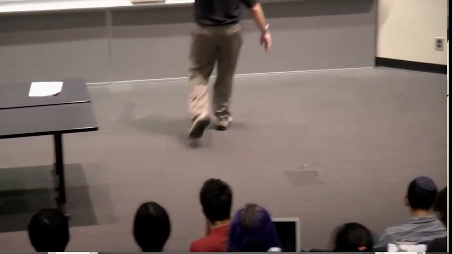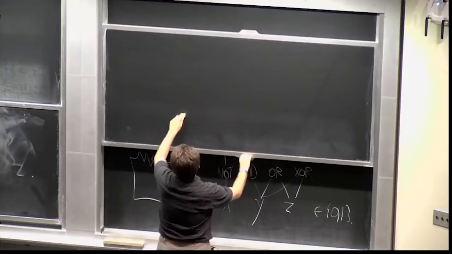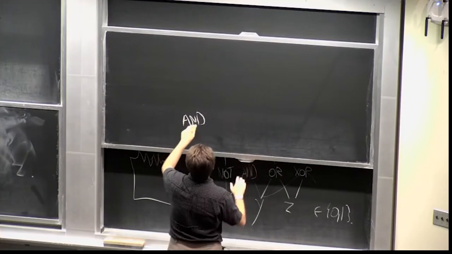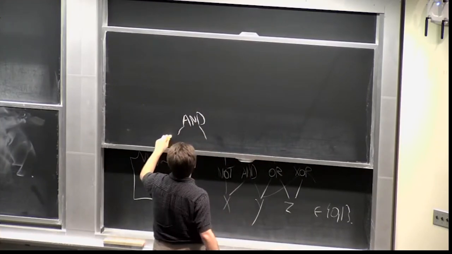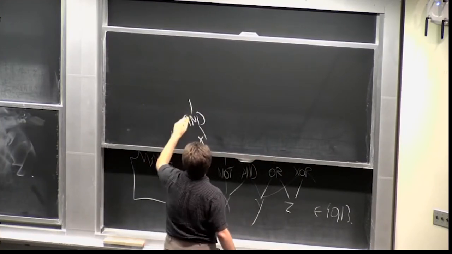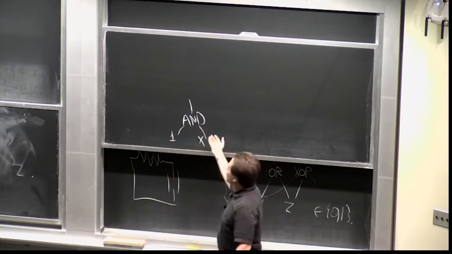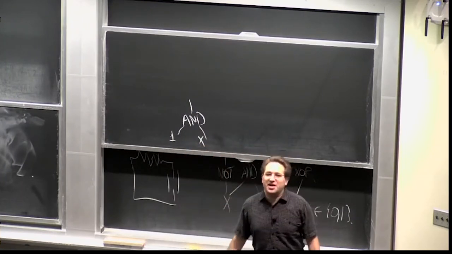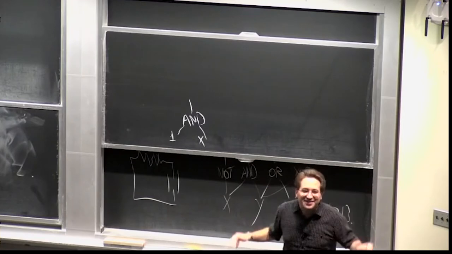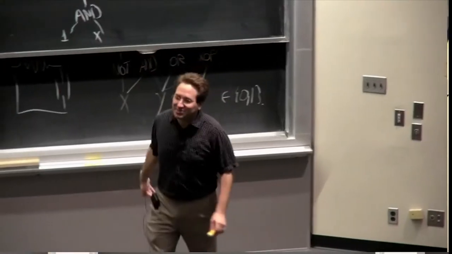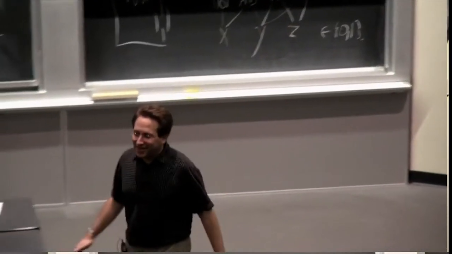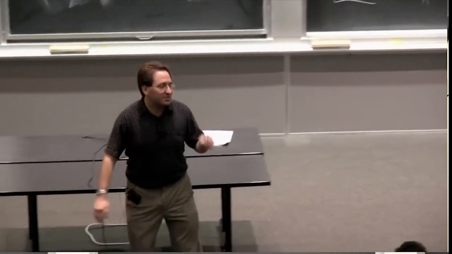For example, if you had an AND gate, you could represent just x itself by saying the AND of x with 1. So that's just a technicality, but good point.